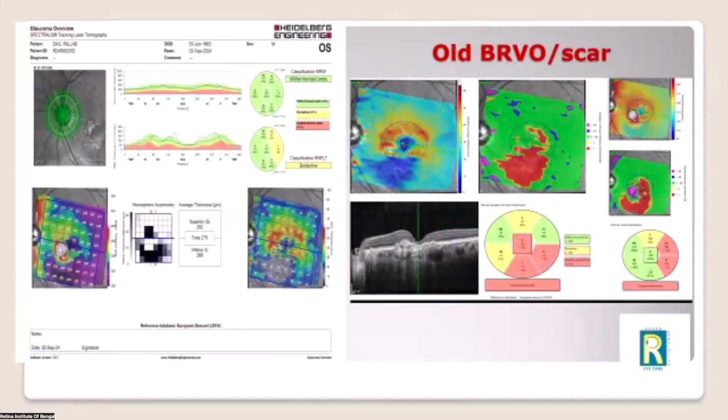Now here is an old BRVO scar. You can see this is very dissimilar to what we see in glaucoma. This is a patchy defect here. There is a patch which is defective, but the rest of the things are normal. Here you see there is a defect in the GCL. Here there is some thinning in the RNFL, but the MRW you see is perfectly normal. When you see a perfectly normal MRW, always doubt the diagnosis of glaucoma. That's why MRW is so important.